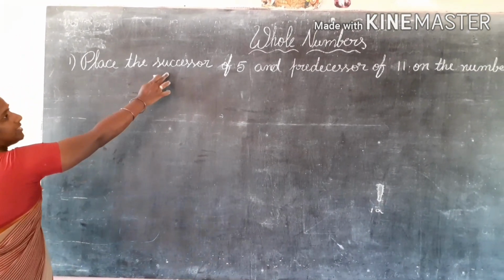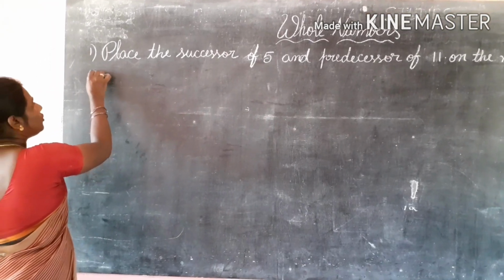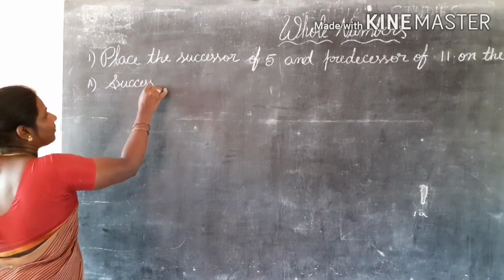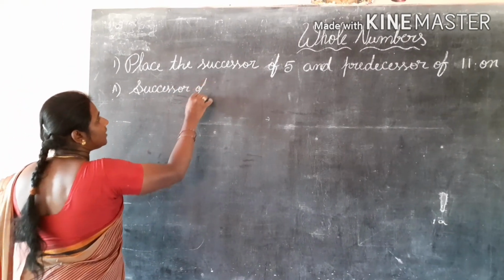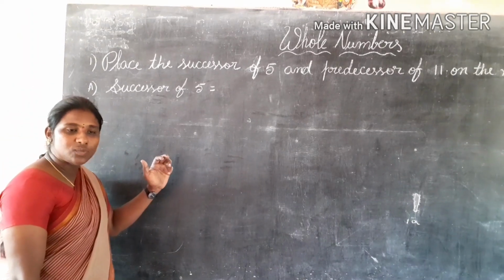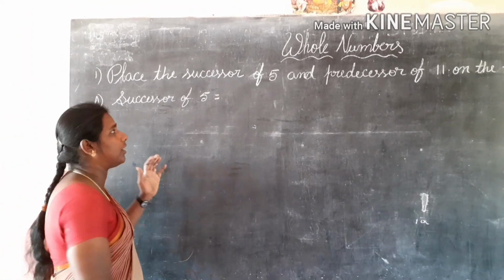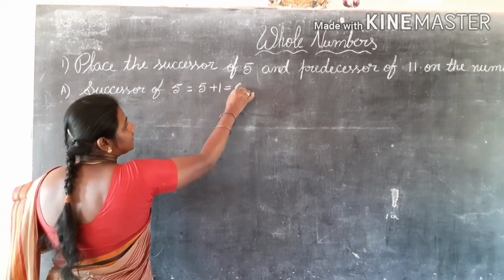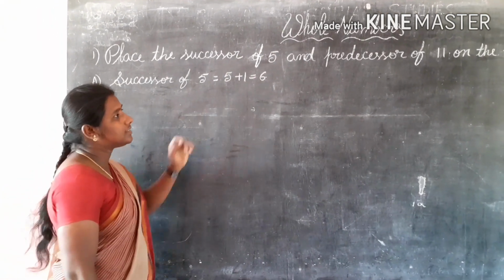First we have to write what is the successor of 5. The solution for this: successor of 5. What is the successor of 5? Successor means what we have to do? Add 1 to the given number. What is the successor of 5? 5 plus 1 is 6. Successor of 5 is 6.